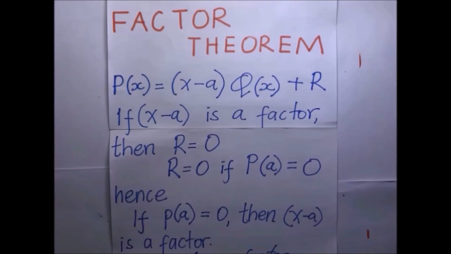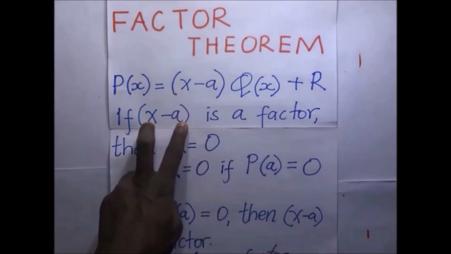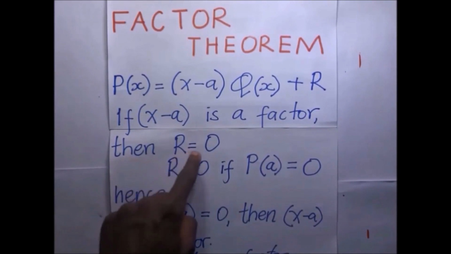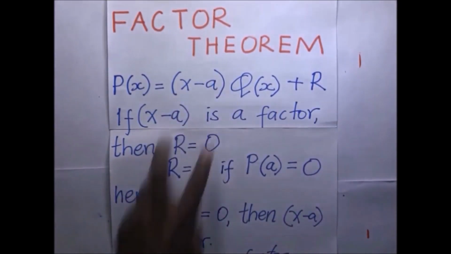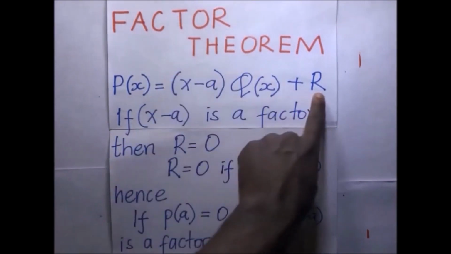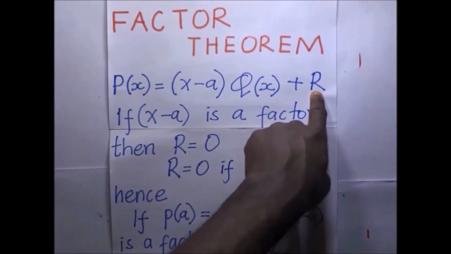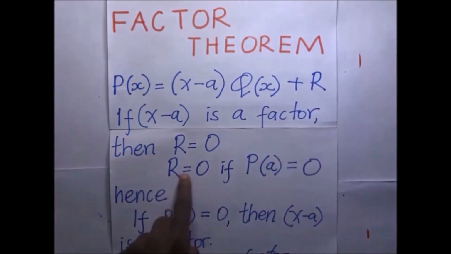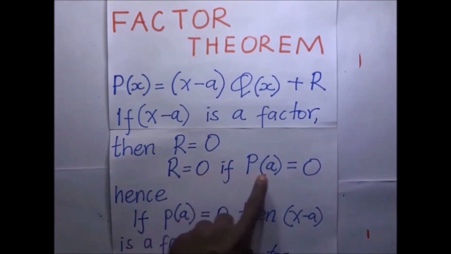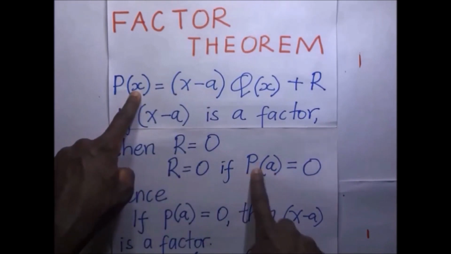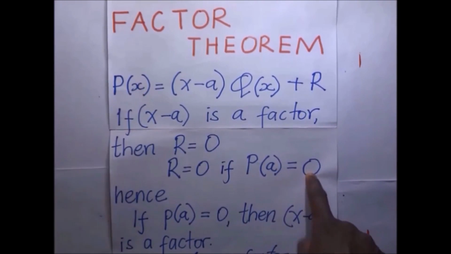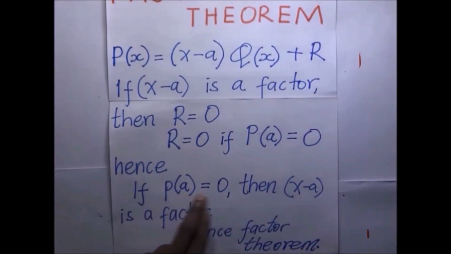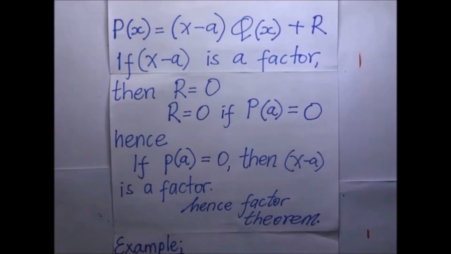Like in our write up here, it is saying that if x minus a, which is the divisor here, is a factor, then r is equal to 0. This will be equal to 0 if this is a factor. If this is not a factor, then we will get a certain remainder. It could be 2, 3, or whatever number. So r will be equal to 0 if, when we substitute a in the polynomial, we get the answer as 0. Therefore, if p of a is equal to 0, then x minus a is a factor, and that is what constitutes the factor theorem.